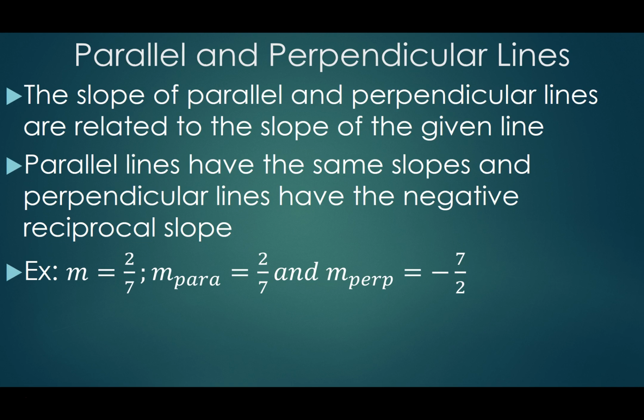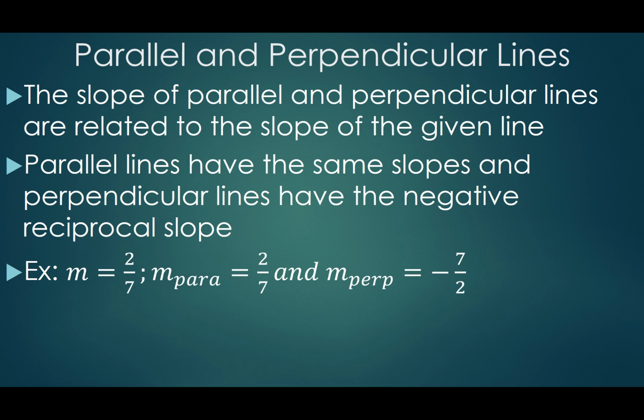Now, in addition to writing equations of just lines, we also need to talk about parallel and perpendicular lines. So two lines are parallel if they never intersect, whereas two lines are perpendicular if they do intersect, but intersect to form a right angle.